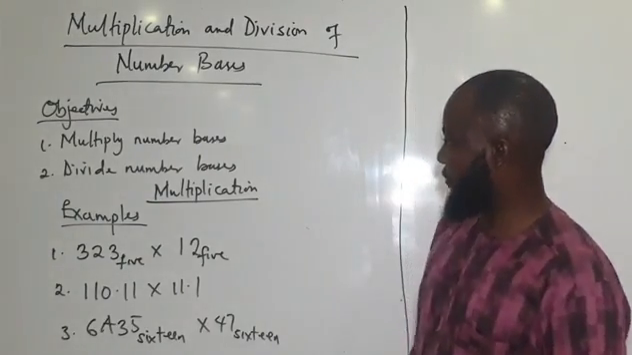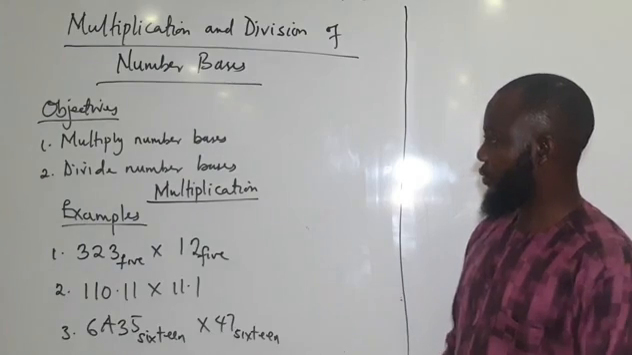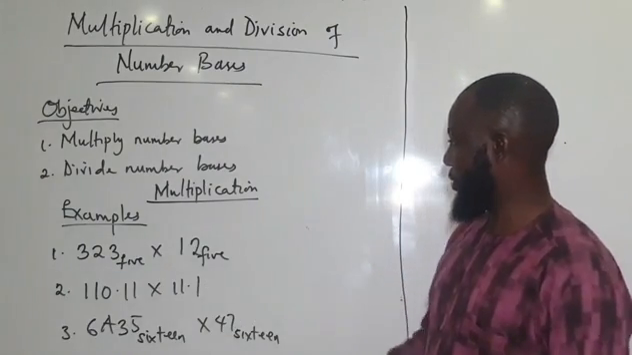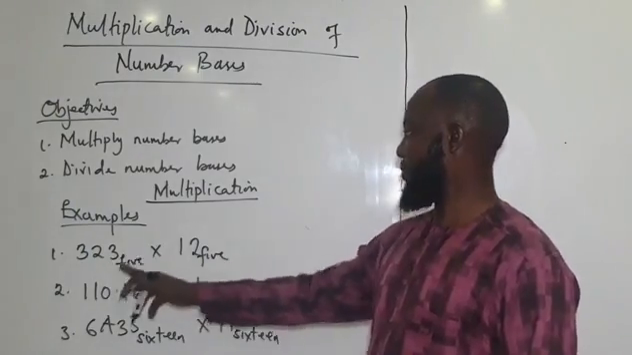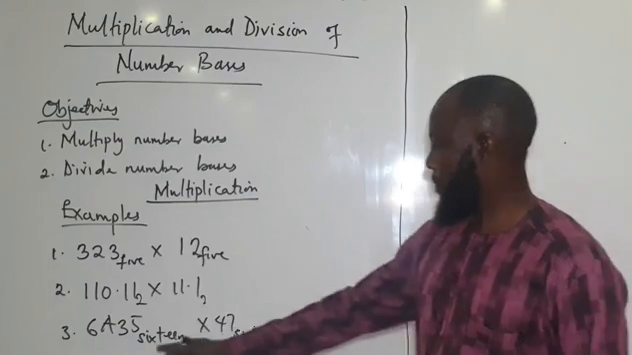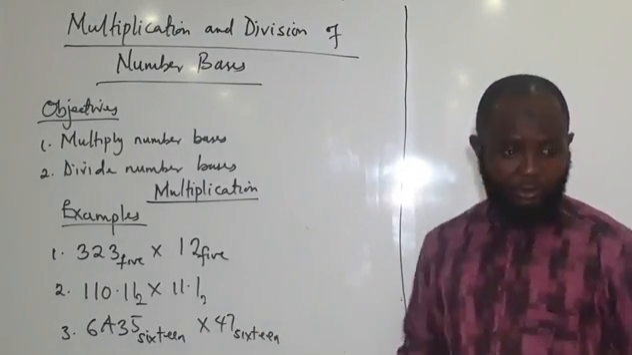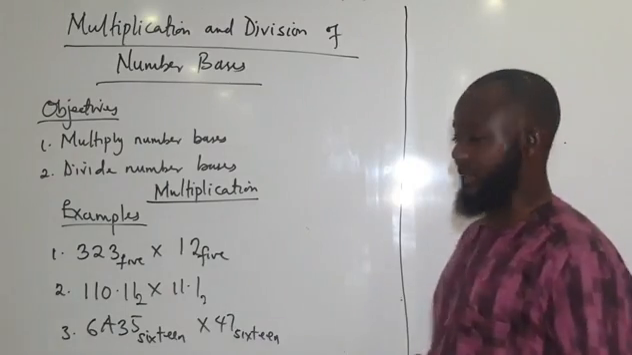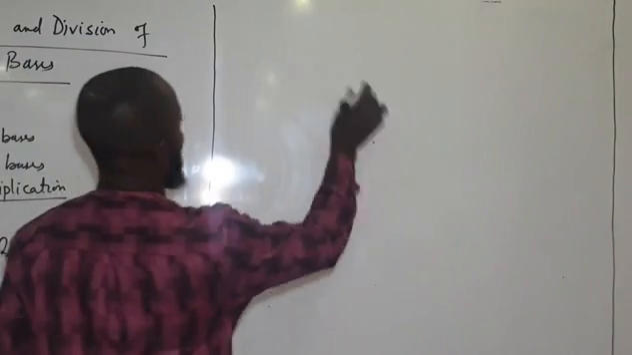So let's start with the first one, multiplication. So we have these three examples. This is in base 2, this is in base 2, this is in base 5, multiply this by this in base 5, multiply this by this in base 16, right? So those are the things we want to look at. We're going to start with the first example. So let's look at this one, and solution.